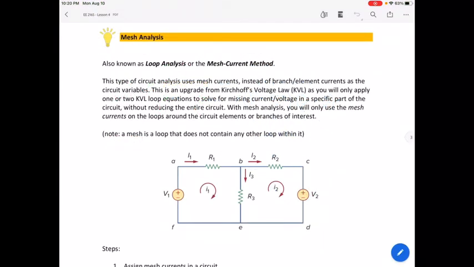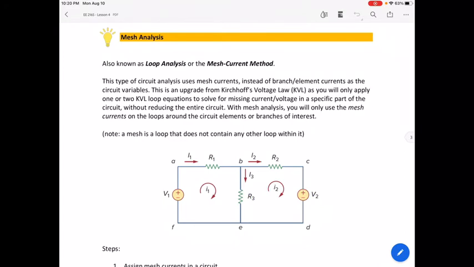Next lesson would be about mesh analysis. So far we have discussed nodal analysis and nodal analysis with voltage source. Now let's move on to mesh analysis. So mesh analysis is also known as loop analysis or the mesh current method. In the previous lesson, we've determined loop as something that is represented here by I1 and I2 in this diagram. And this is another type of circuit analysis which is quite similar with nodal analysis, only with two caveats.